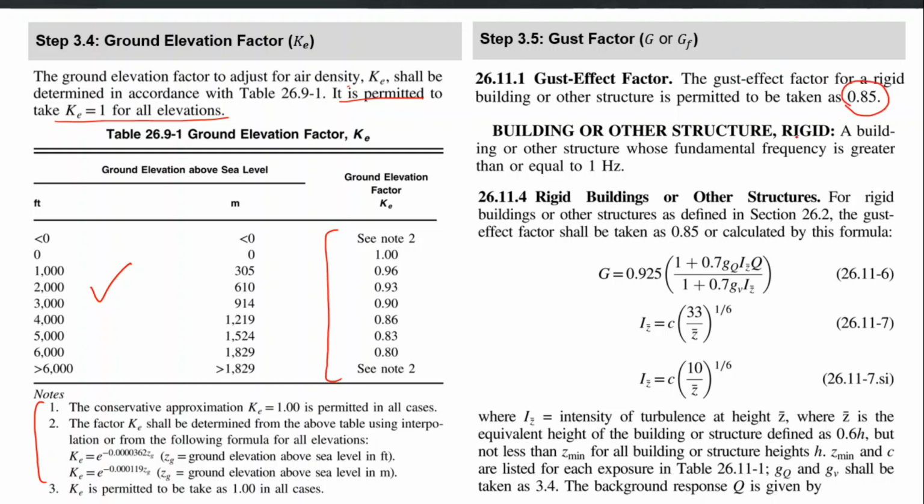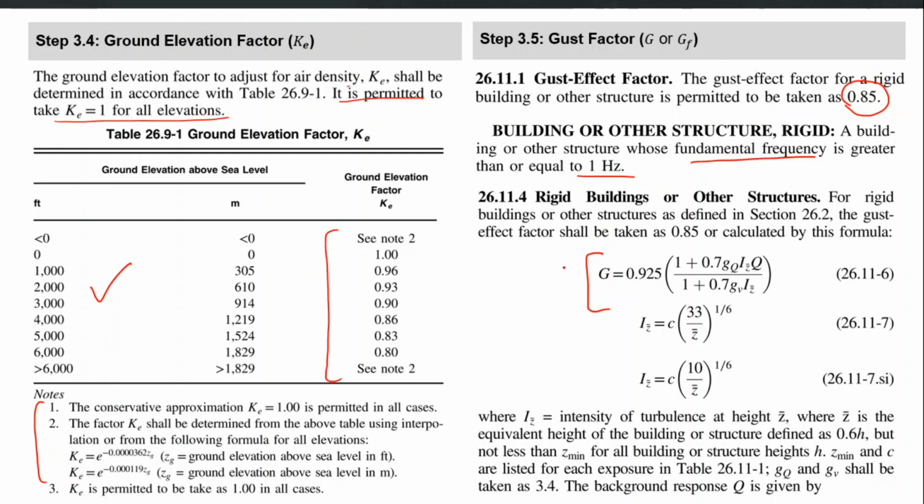A rigid building is defined as a building having a fundamental frequency greater than 1 Hertz, which means having a natural time period, fundamental mode time period, less than 1 second. Alternatively, you can also use this very detailed expression to calculate the gust factor. Otherwise, you can also go for just 0.85 for your building.